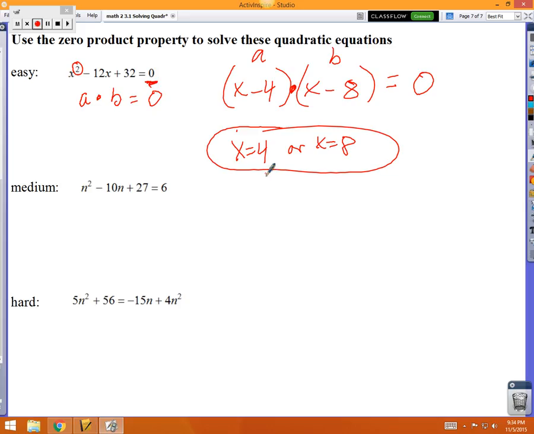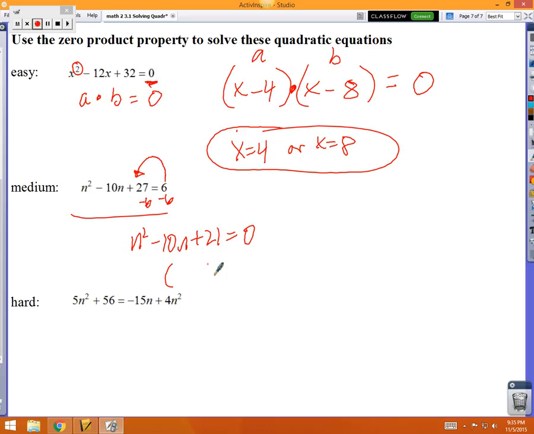Okay, medium. This is different than the easy. The easy was already equal to 0. And mine is equal to 6. So what I want to do is I want to make it look like the easy. I want to make it equal to 0, and I can force it to. So if I minus 6 and minus 6, here's what I've got. I've got n squared minus 10n plus 21 is equal to 0. Now it's equal to 0, so if I can rewrite it as a times problem, then it would be pretty easy. So rewriting this as a times problem is not too bad.